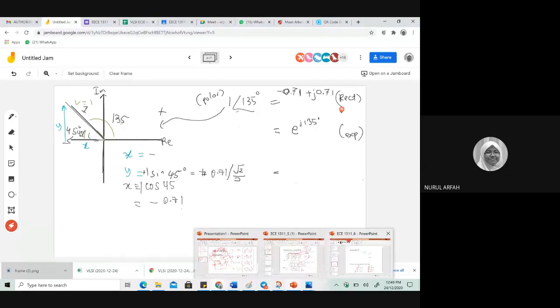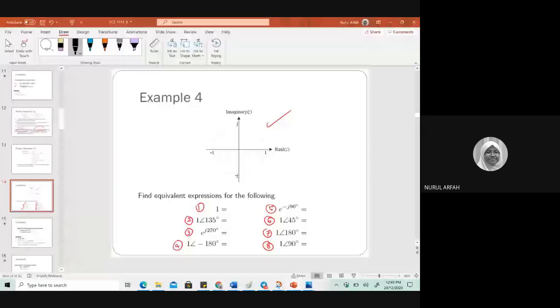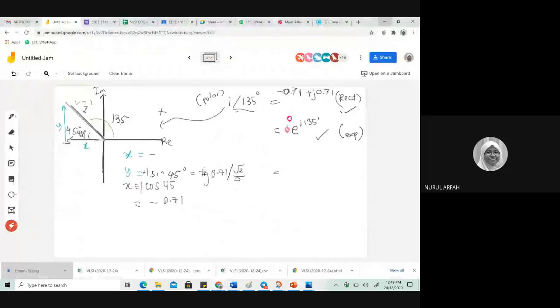All right. Second, you have e^(J135). Is this correct or not? Exponential? Yes, right. We have 1 in front because of the amplitude. Okay, very good. We still have 1 minute. Which one would you like to try? Go back to example 4. You choose. Number 5, madam. Number 5. Okay, e to the negative J 90 degree.